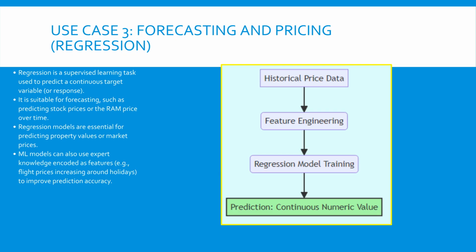This refined data trains the regression model. The ultimate output is a prediction, a continuous numeric value, such as a dollar amount or a future stock value. Regression differs from classification as the output is fluid and falls along a continuous scale. This is achieved using supervised learning based on past examples where the correct value was known.